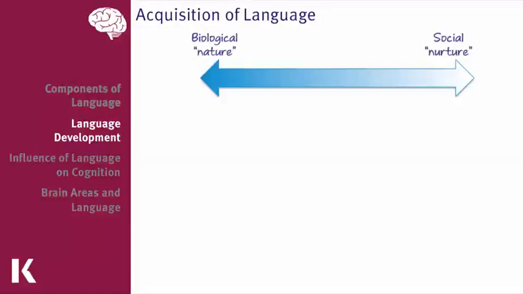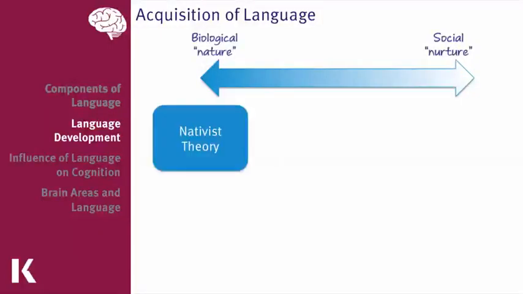The nativist theory falls on the biological end of this spectrum. This theory is based on the premise that children pick up languages much faster and much easier than would be expected if they were simply learning. Instead, the theory points to the existence of an innate capacity for language. In other words, the tools to learning languages are biologically ingrained in us.